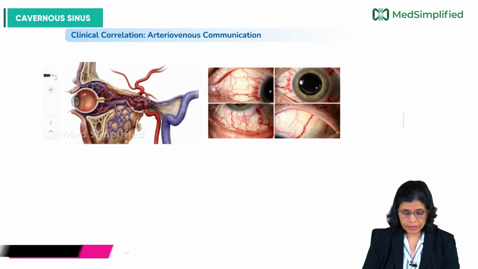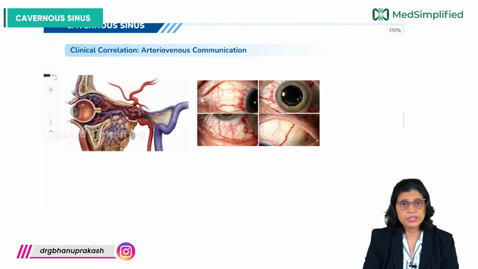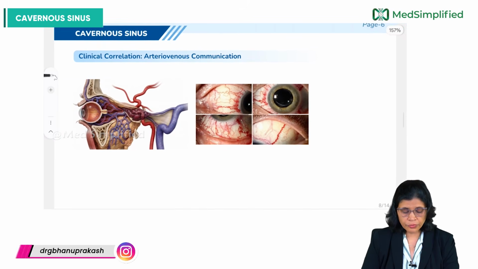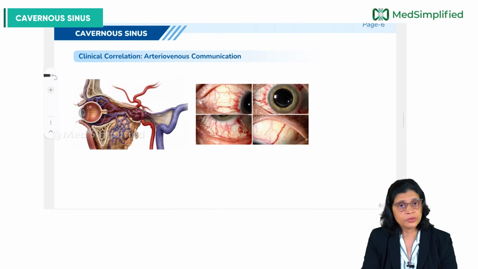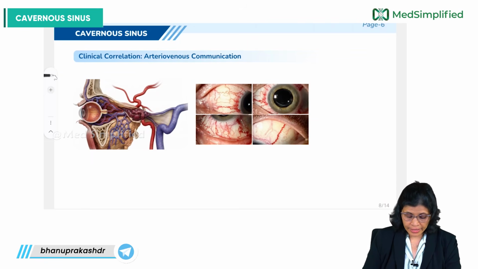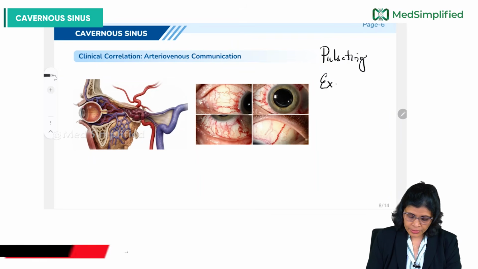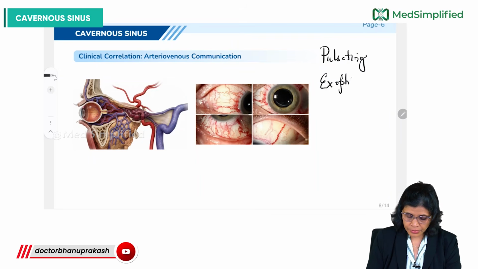Then we have one more condition where there can be an arteriovenous communication, that is between the internal carotid artery and the cavernous sinus. So when does that happen? When the internal carotid artery ruptures. Usually that happens in the fracture of base of skull in any trauma. So there is an arteriovenous communication. Because of that, what happens is there is pulsating exophthalmos. Okay, so this is how we will differentiate between the two conditions.